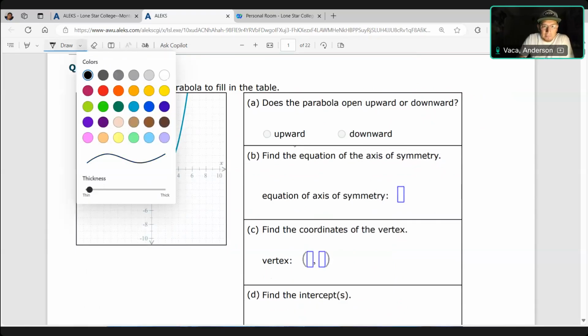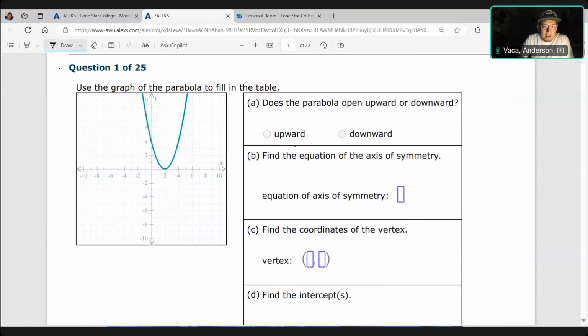All right, so just to get some things out of the way, it looks like it is open upward. Find the equation of the axis of symmetry. Every U-shaped graph, or for a fancy name, parabola, has an axis of symmetry. This imaginary line that we see here is the axis of symmetry. It is a vertical line, so therefore here we want to type x is equal to 2.